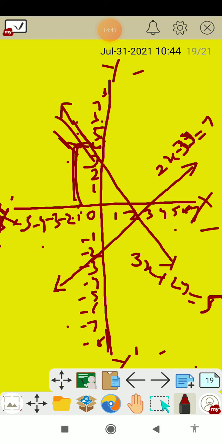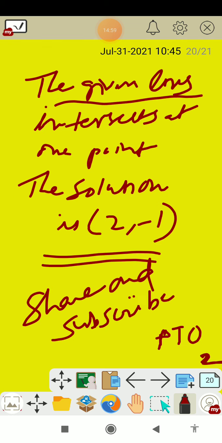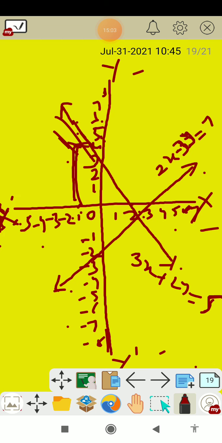Then you get the line like this, and this part gives one equation; two equations, two lines you can draw. Then what is the intersecting point here? This is the intersecting point. Check once what the intersecting point is. See, the given lines are intersecting at one point. The solution is 2 comma minus 1. x is 2 and y is minus 1, so here it will come. Like that we have to draw.